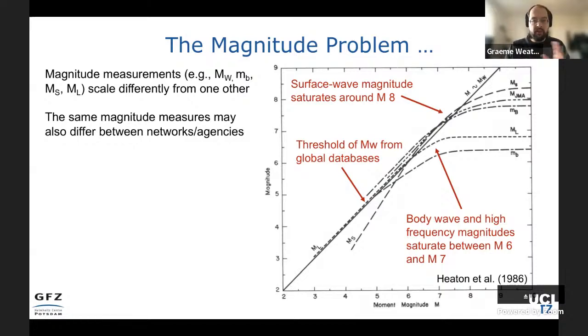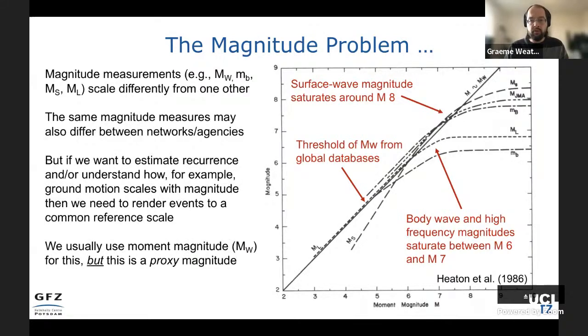So we see we have differences in how magnitudes scale and how they relate to one another, and also the sort of ranges of values that they can cover. But if we want to estimate recurrence or understand how, for example, ground motion scales with magnitude, we need to render these events into a common reference scale. Our reference scale for this is usually moment magnitude, but it's important to recognize that we're talking about moment magnitude as a proxy magnitude if it's been converted or determined from another magnitude rather than directly from a moment tensor.